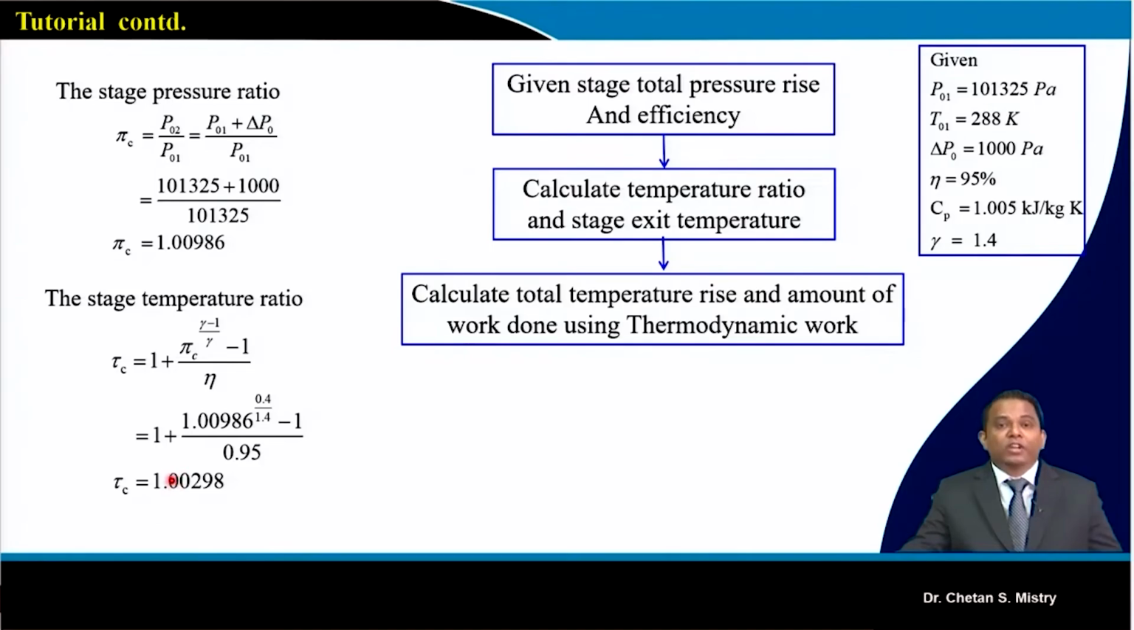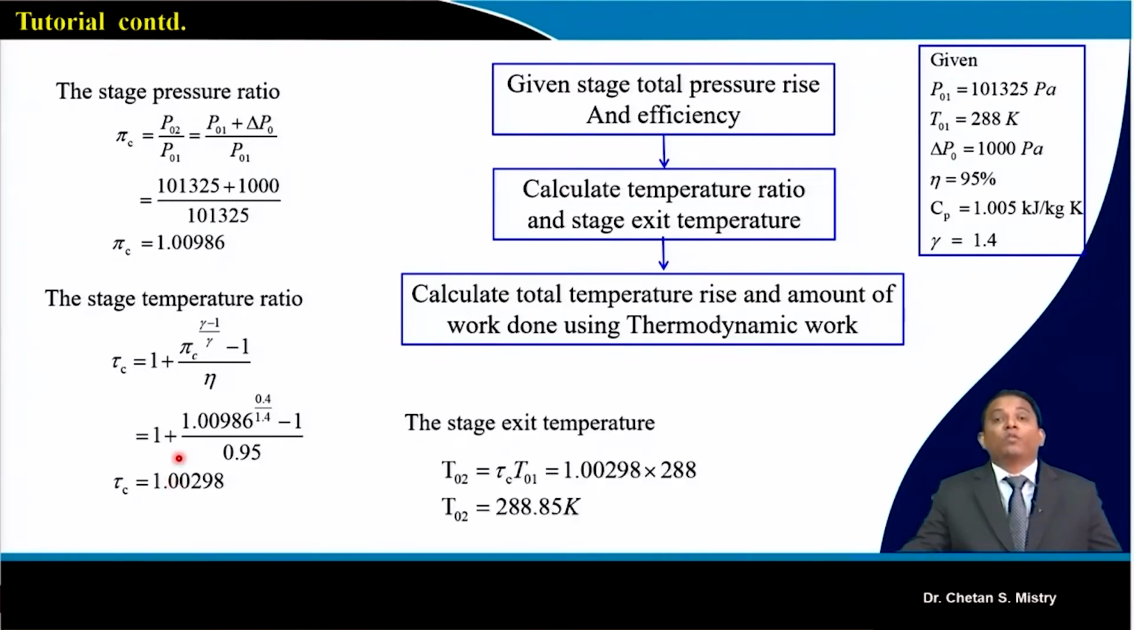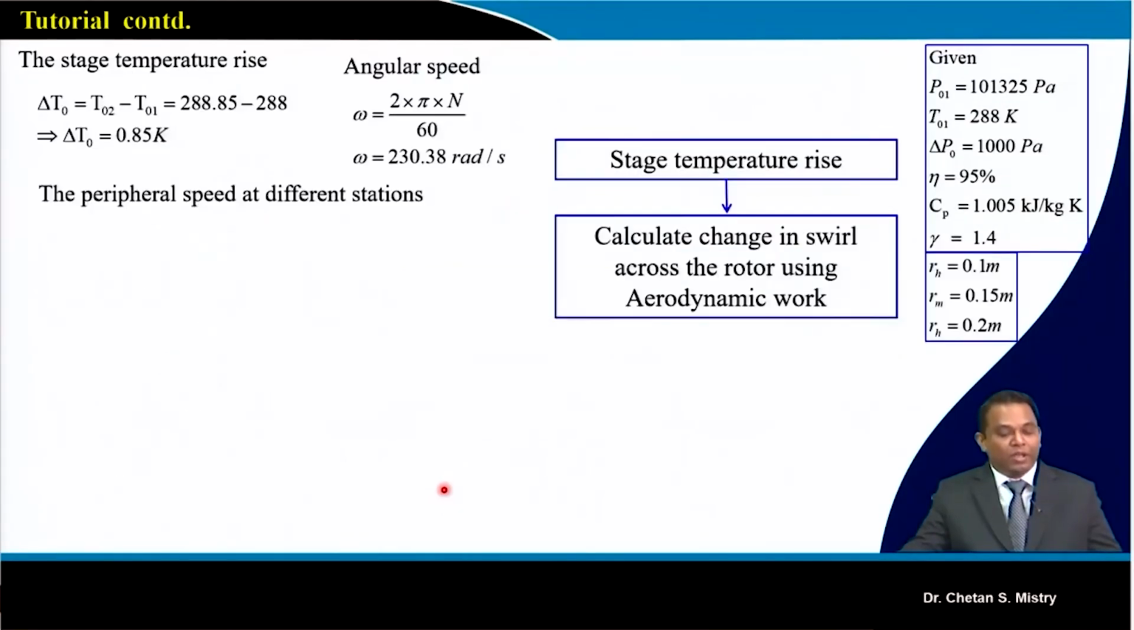Now once this temperature ratio is known to us, we can calculate what will be my outlet temperature. So we are able to calculate what will be my delta T0. Since this is a low speed application, we are expecting our pressure rise in the range of 1000 Pascal. That's why my pressure ratio is lower, and that's the reason why my T02 is also coming to be lower. Okay. Now once we calculate this T02, we are able to calculate my delta T0.